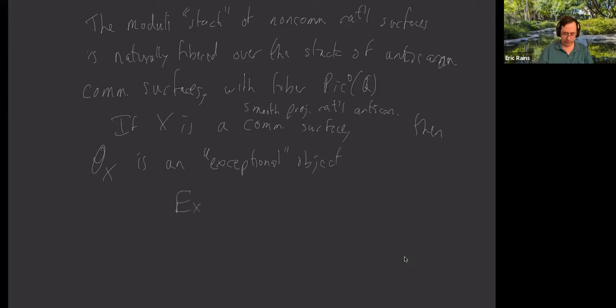Which basically says that the Ext algebra of O_X, so the Ext from O_X to itself, is just basically your base field. That is, it has no non-trivial endomorphisms, and it has no higher endomorphisms, no derived endomorphisms.